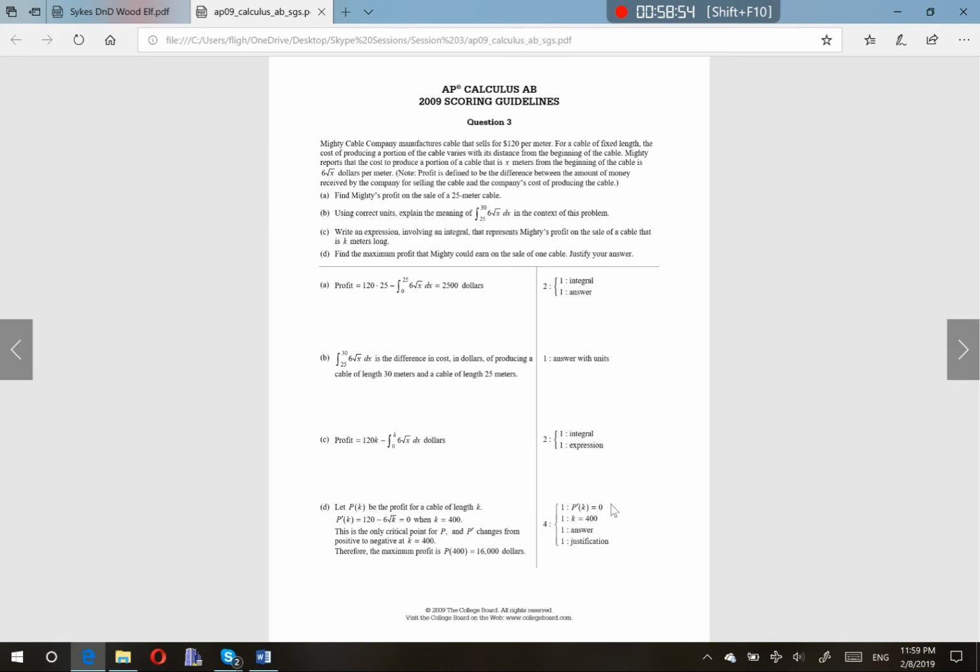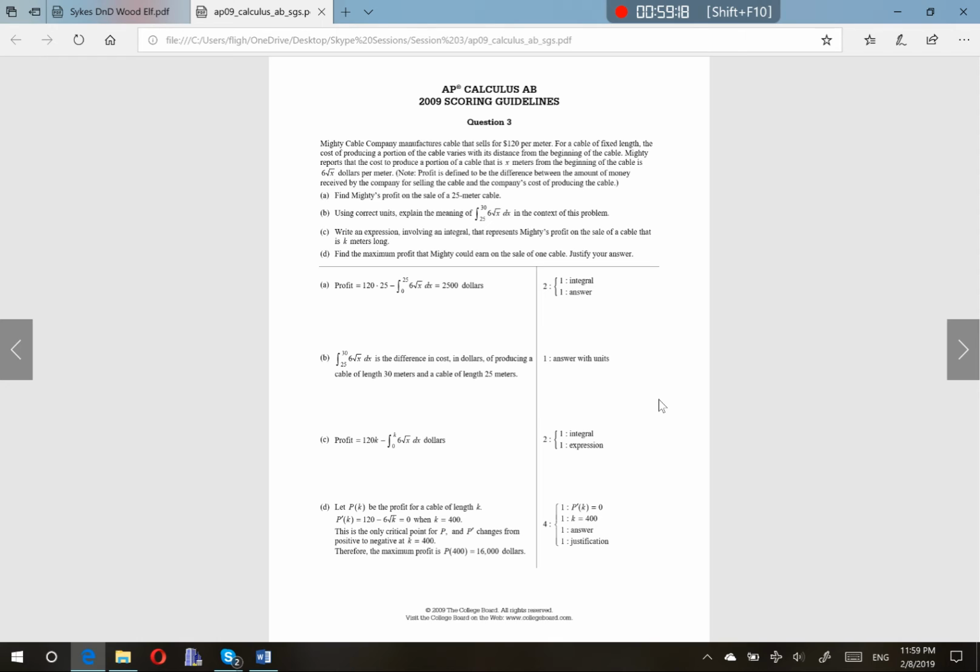Then the last part, 1 part for setting the derivative of profit equal to 0, 1 part for getting 400 when you set it equal to 0, 1 point for your answer of $1,600, and then 1 point for your justification. Our P prime changed from positive to negative at that point, so it must be a maximum. Okay.